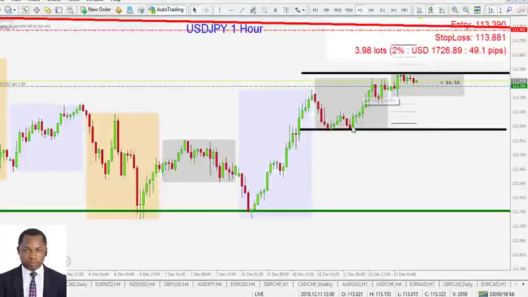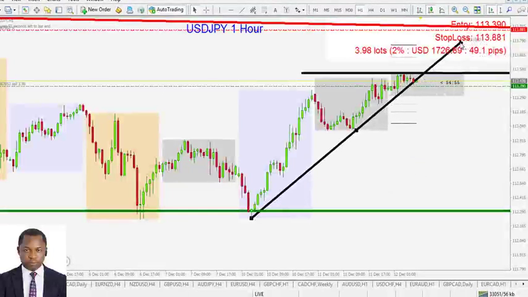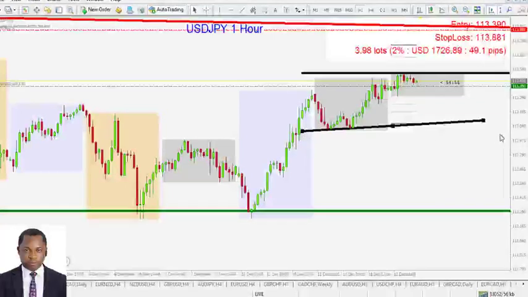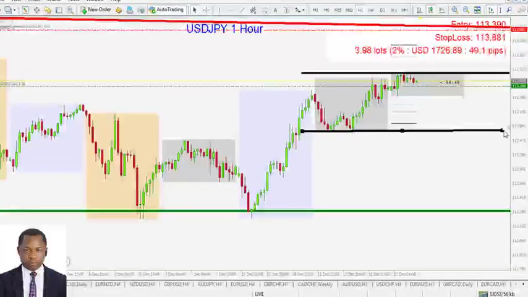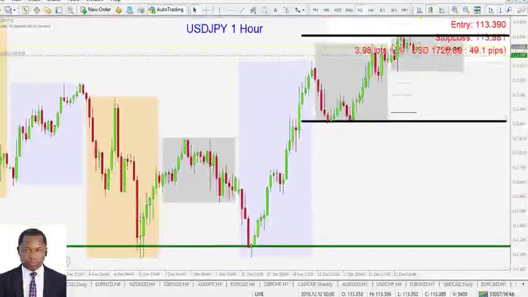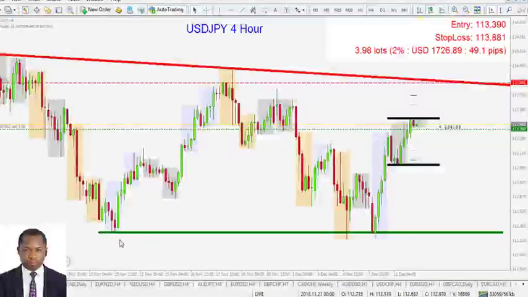All right, we can keep this. Let's keep the trend line, which is also a difficult one to keep because it's a weak trend. Anyway, let's just wait and see what's going to happen.